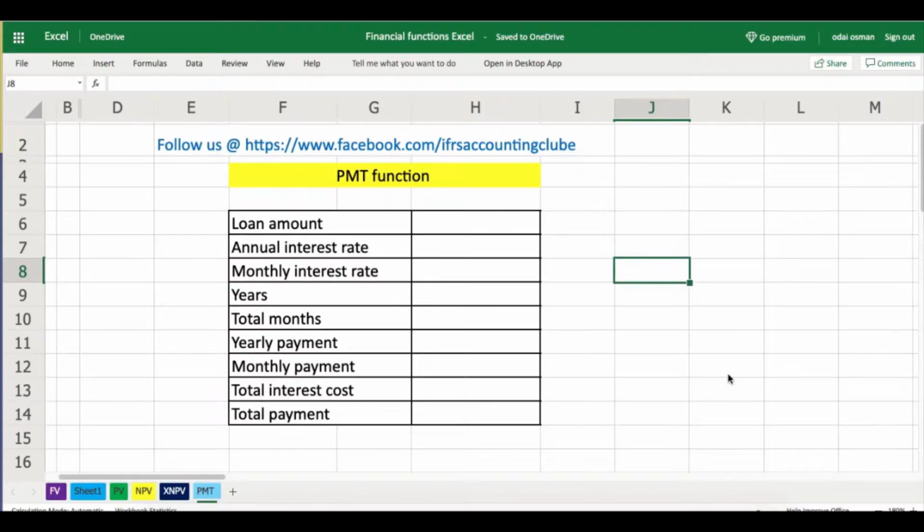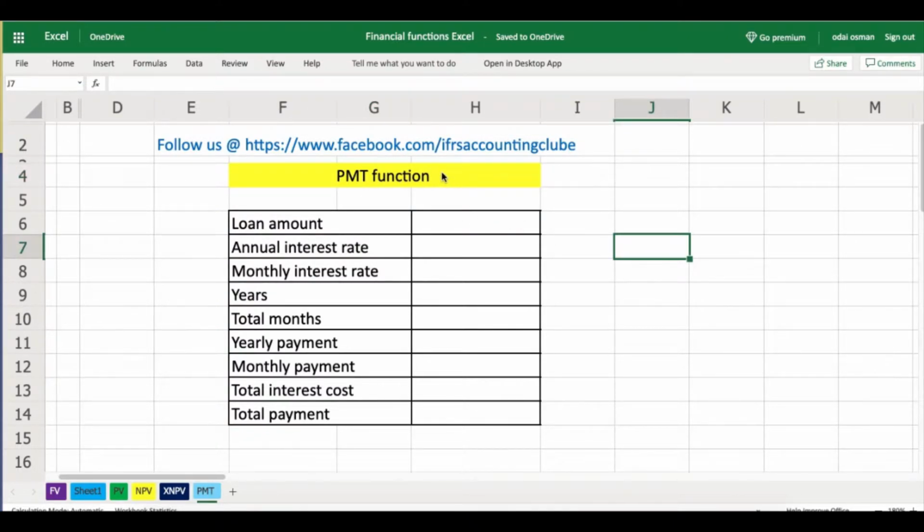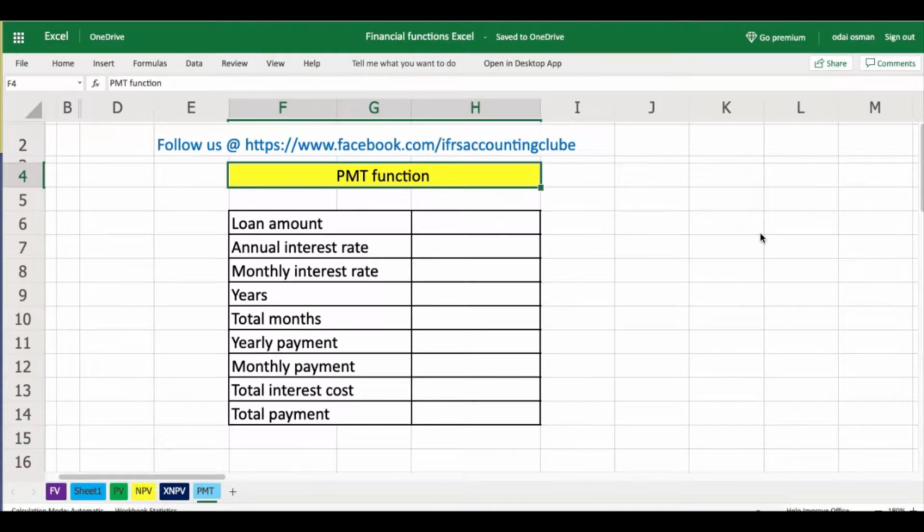Hi, in today's video we are going to learn one of the most important Microsoft Excel functions. That's going to be the PMT function. The PMT function illustrates the periodic payment required for the payoff for a particular period of time with a consistent interest rate. So simply speaking, the PMT function is used to calculate the payment or the borrowing payments.